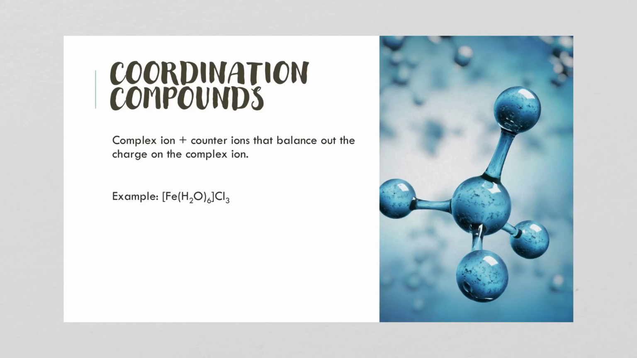Coordination compounds are formed when complex ions form ionic bonds with counterions that balance out the charge on the complex ion. The example here is the hydrated iron forming a coordination compound with 3 chloride ions to balance out the overall positive charge on the complex ion.